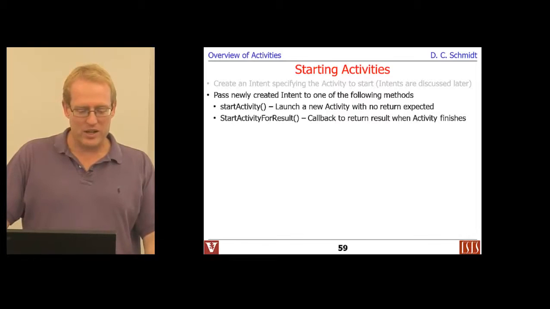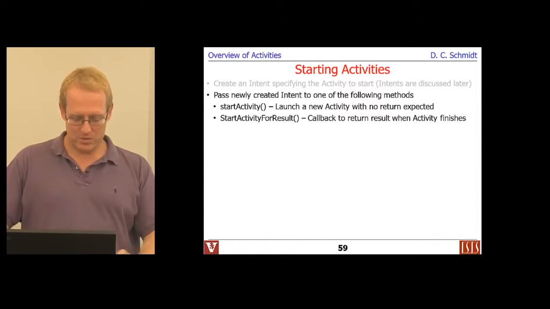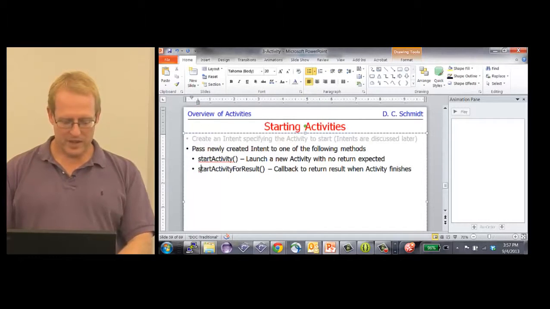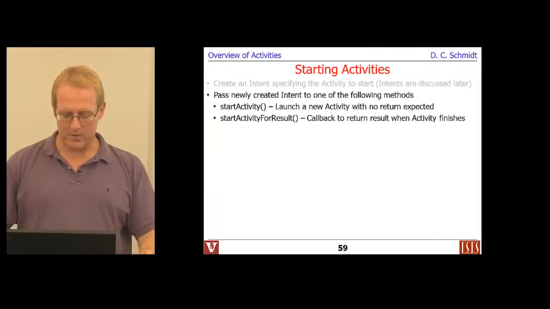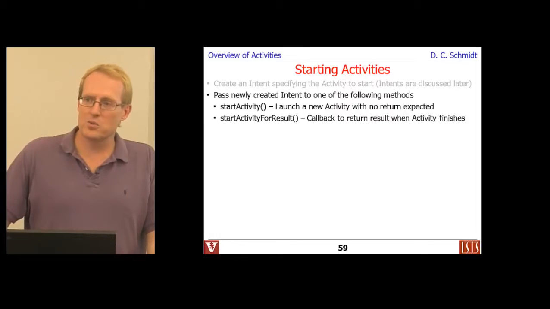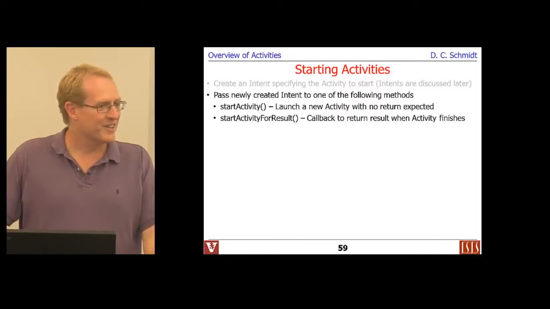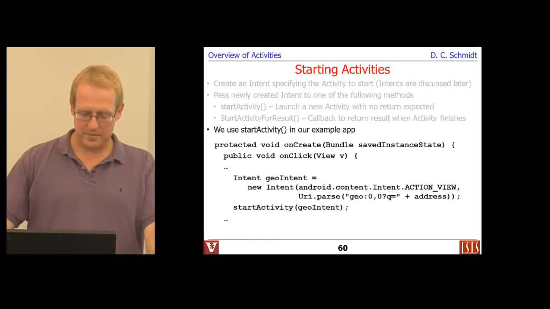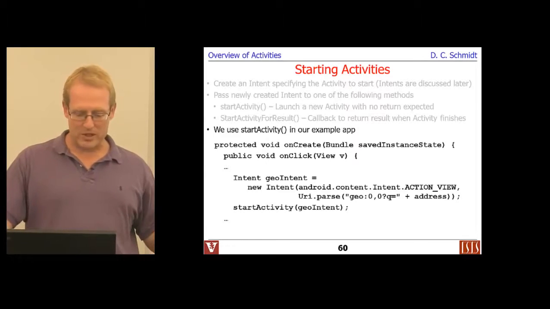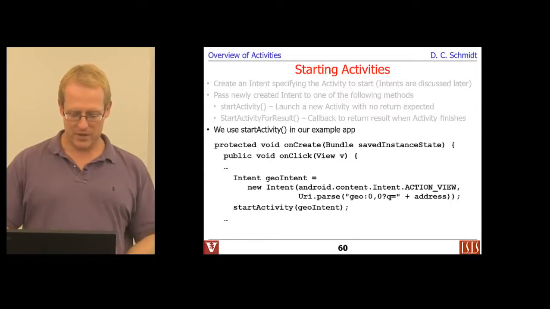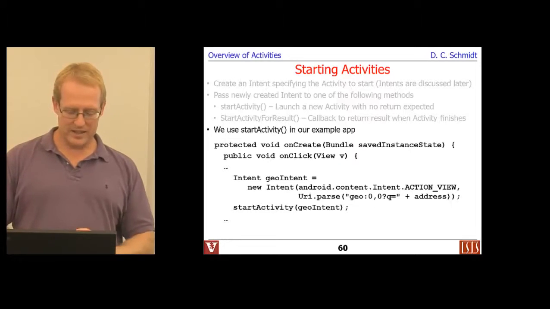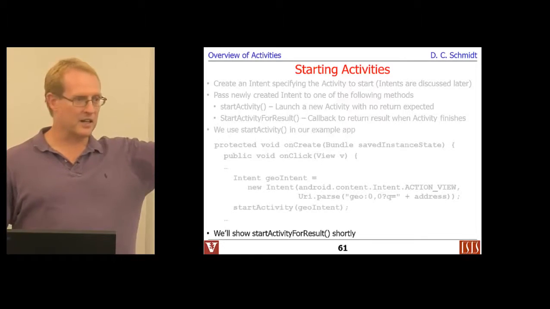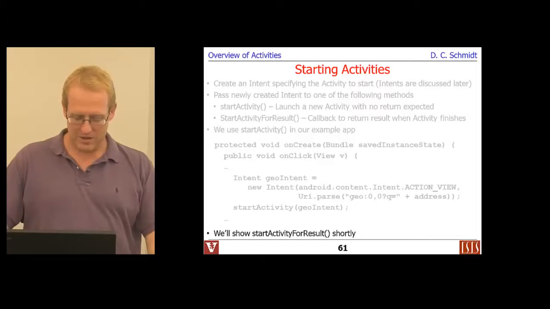And then the second way to do it is to use startActivityForResult. startActivityForResult actually is used when you intend to get a result back from whoever's the activity that you're spawning. We'll talk more about that in a second. For our example we looked at right here, we're using startActivity. You can see there, we're creating the intent and then just saying, go to town, start this thing up. We'll look in a second at another example that uses startActivityForResult.